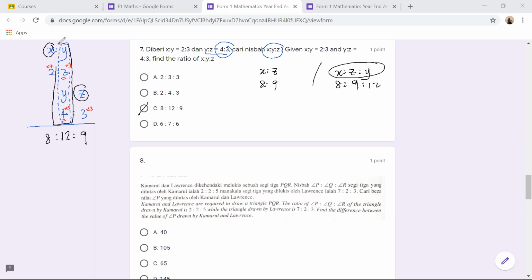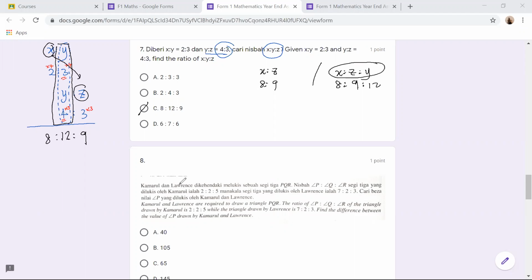When you have a common bridge at the same level, same value, then only x can straight away cross to z. Understand? So that is the ratio. Okay, now next, number 8. This is also another ratio question.